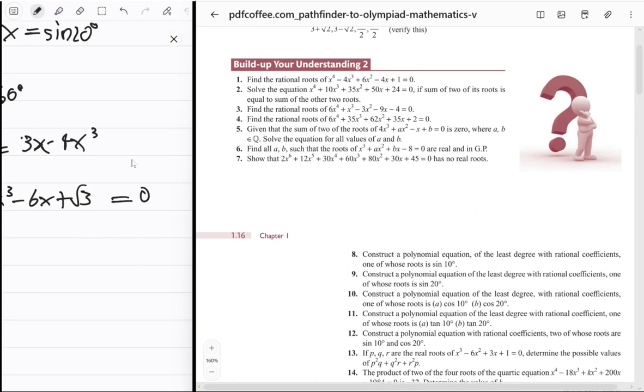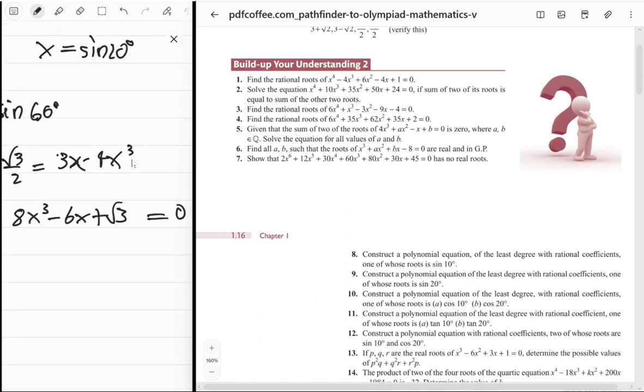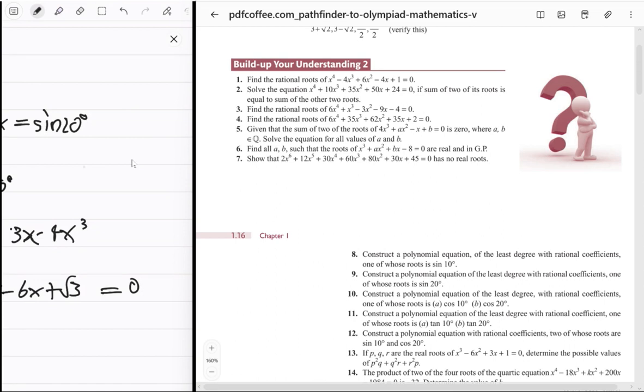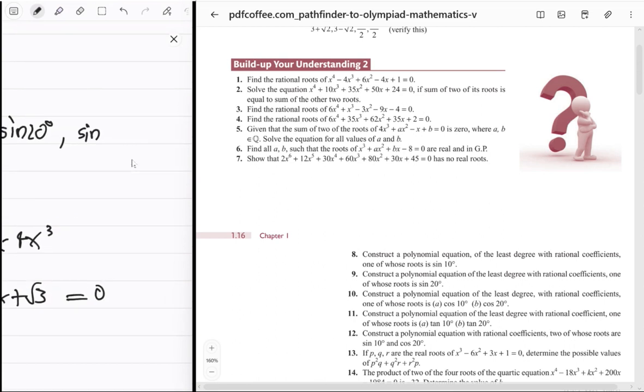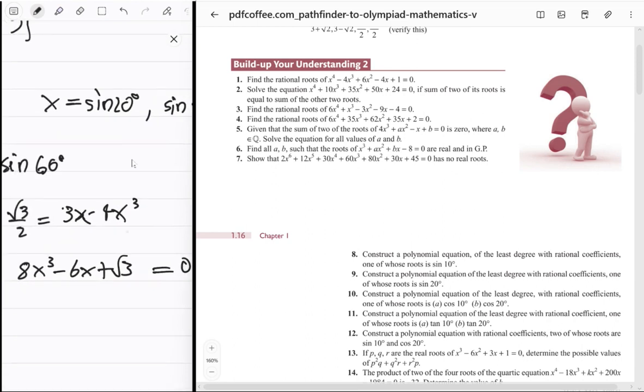So what values does this satisfy? What values satisfy this equation? Anything that has the same sine value, right? So sine 120 degrees, one third of that guy. So sine 20 degrees works, and what else can work? Sine of 40 degrees, right? That also satisfies this equation.